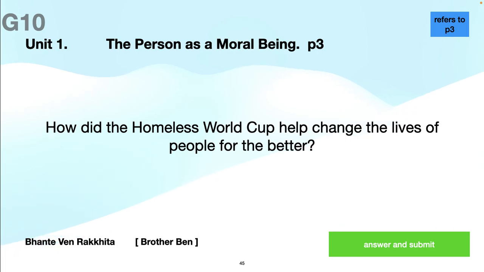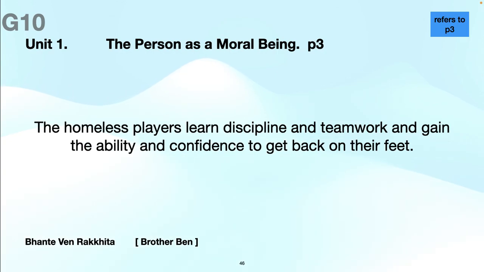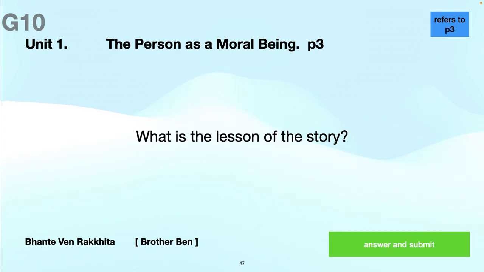So the question: how did the Homeless World Cup help change the lives of people for the better? Pause and answer. The homeless players learn discipline and teamwork and gain the ability and confidence to get back on their feet. So we're referring to page 3 here.